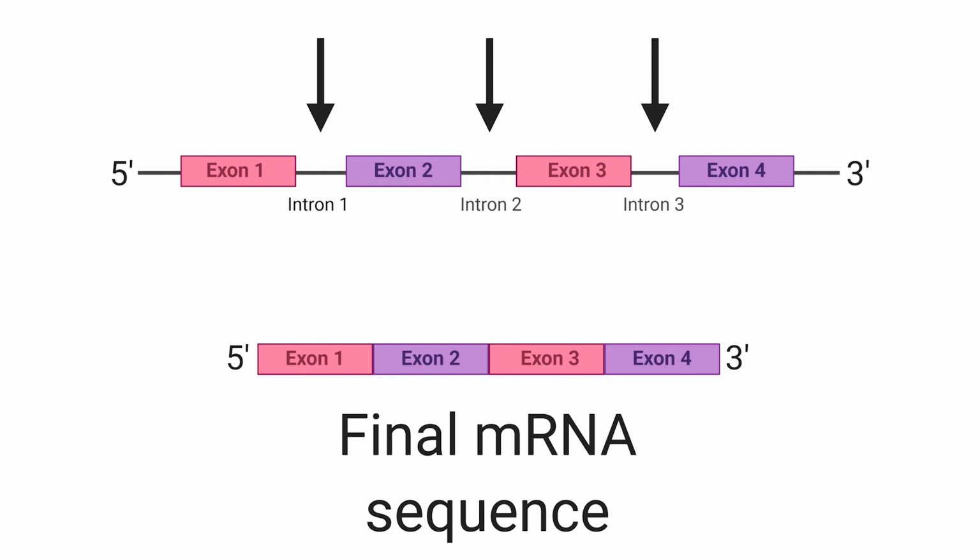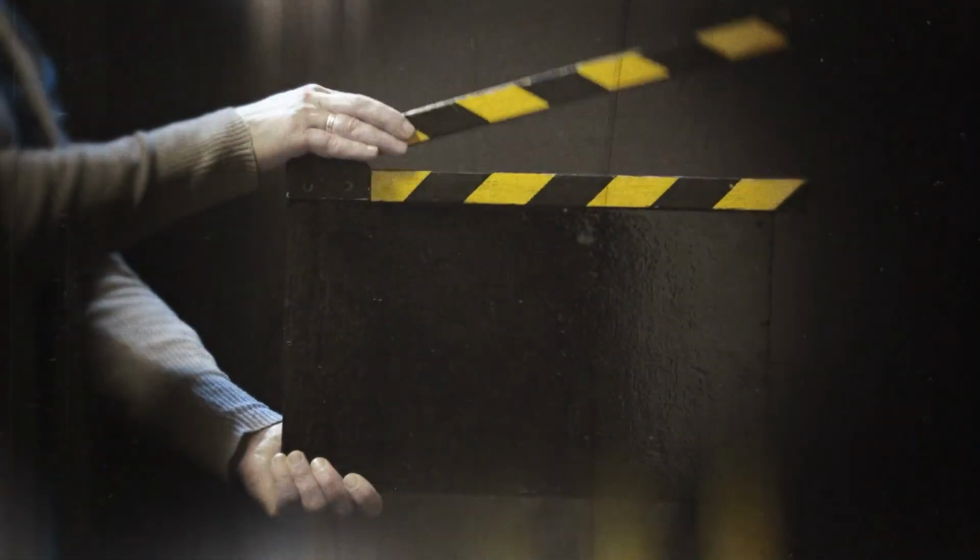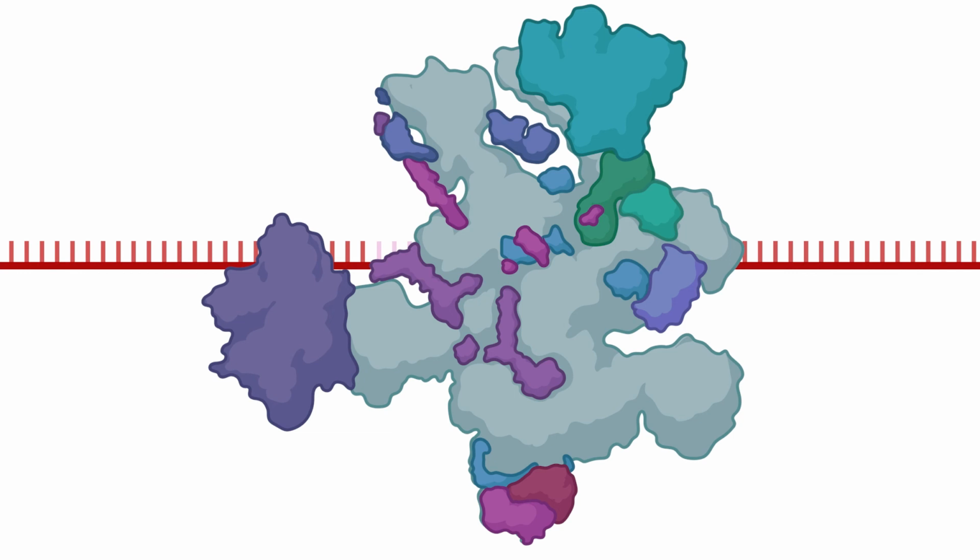Introns are long sequences in the middle of the messenger RNA that need to be removed for the remaining message to make the correct protein. Like a movie editor cutting out the scenes that don't fit into the movie. Splicing is carried out by the spliceosome.